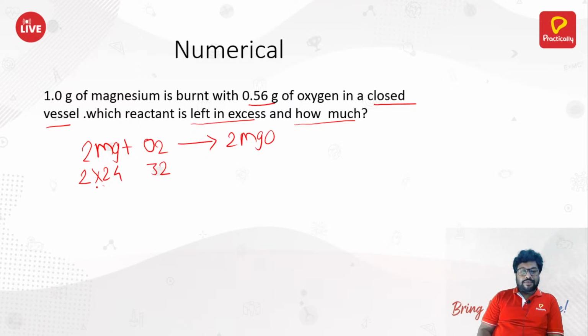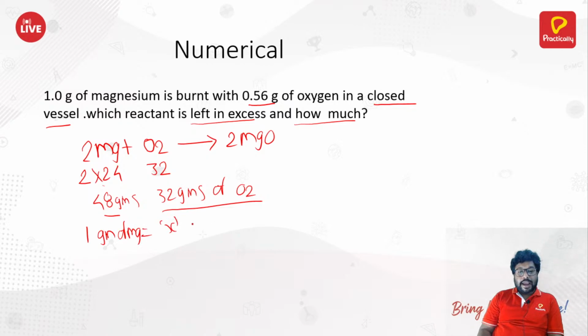Right? So 24 into 2, 48. So 48 grams of magnesium reacts with 32 grams of oxygen. Basically, for this reaction to happen, 48 grams of magnesium requires 32 grams of oxygen. So the question is, if 48 grams of magnesium requires 32 grams of oxygen, then 1 gram of magnesium would require X grams of oxygen. We need to find out how much.